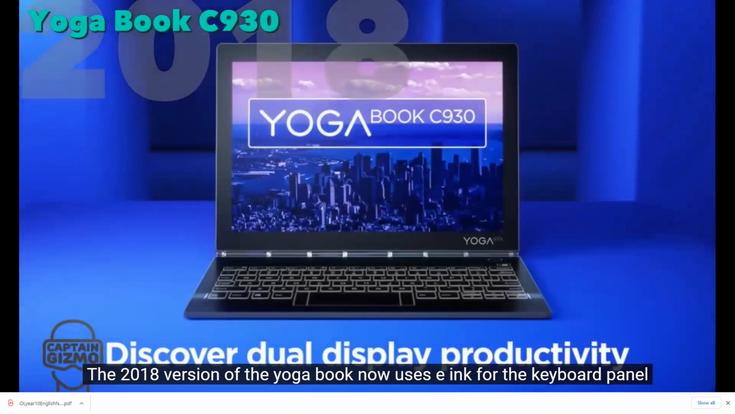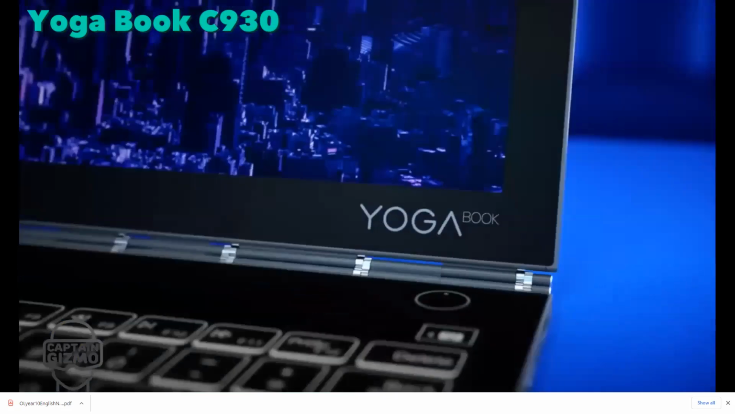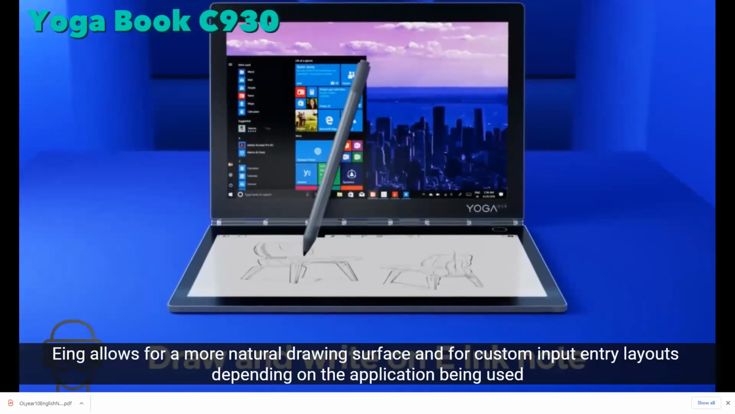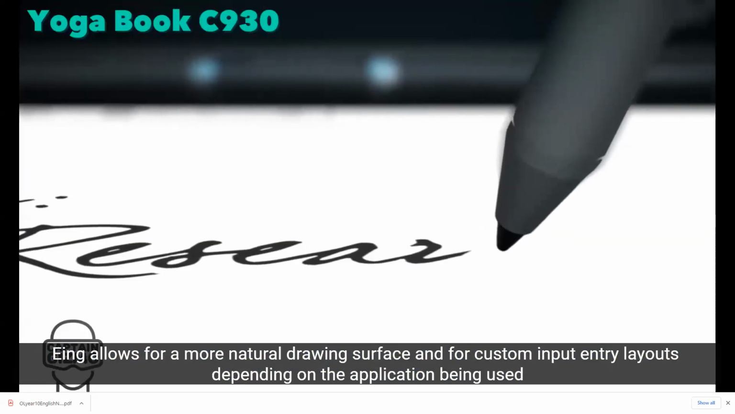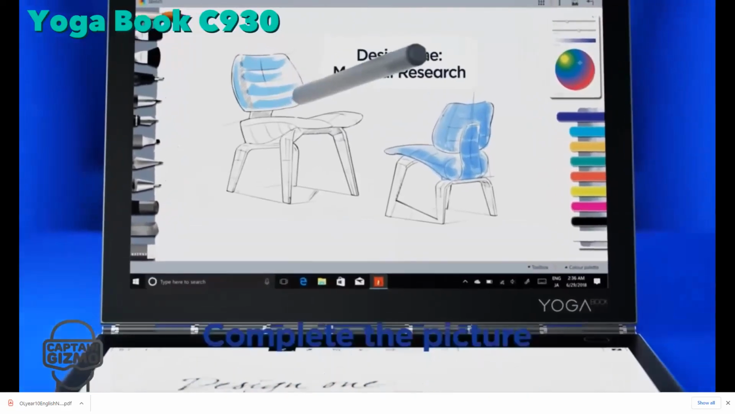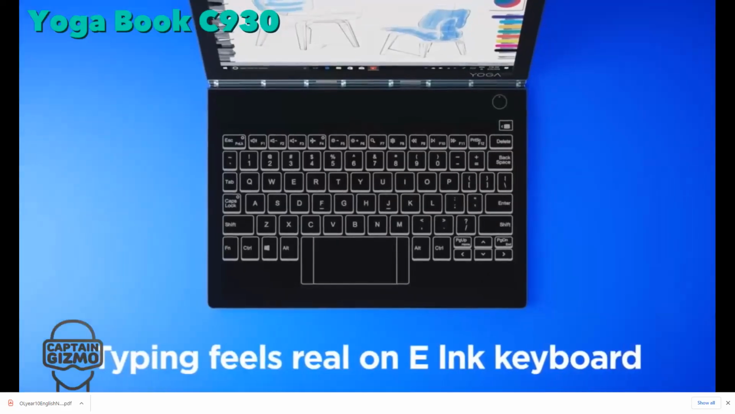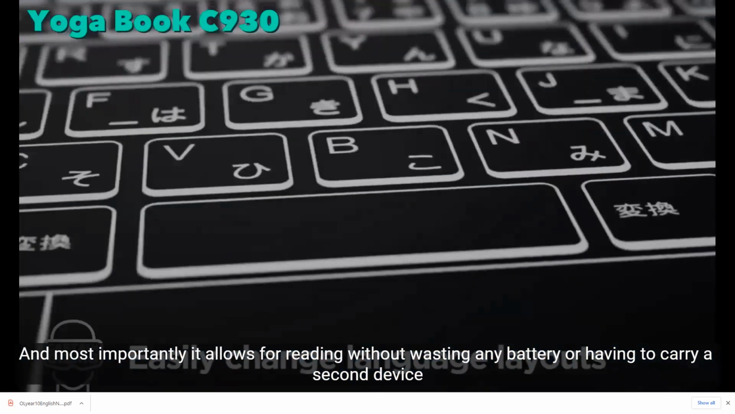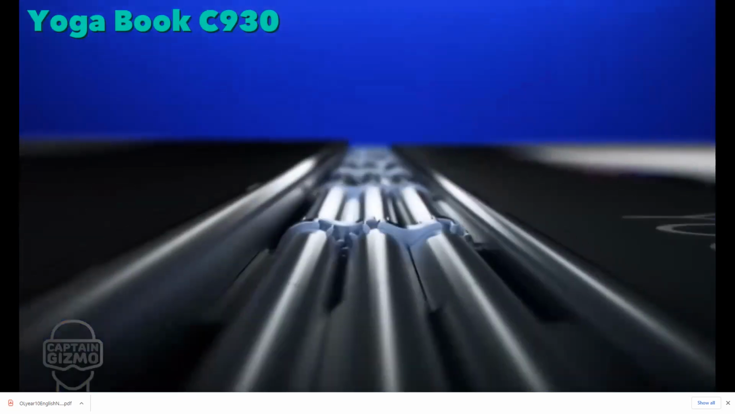The 2018 version of the Yoga Book now uses e-ink for the keyboard panel. E-ink allows for a more natural drawing surface, and for custom input entry layouts, depending on the application being used. And most importantly, it allows for reading, without wasting any battery, or having to carry a second device.